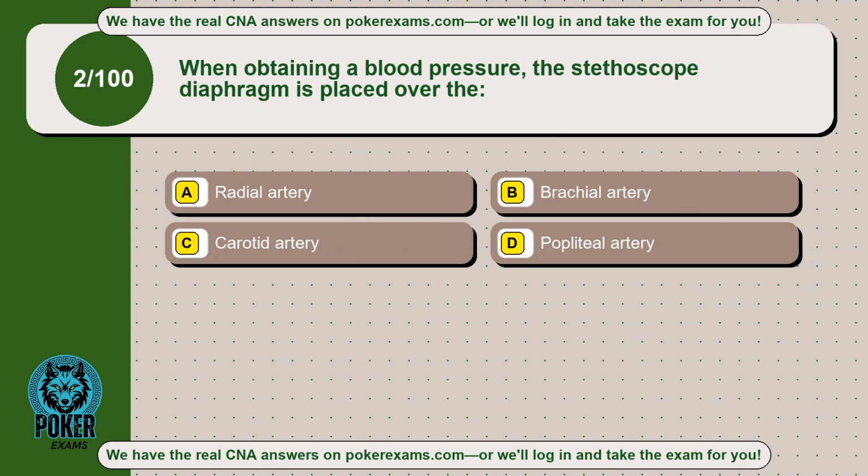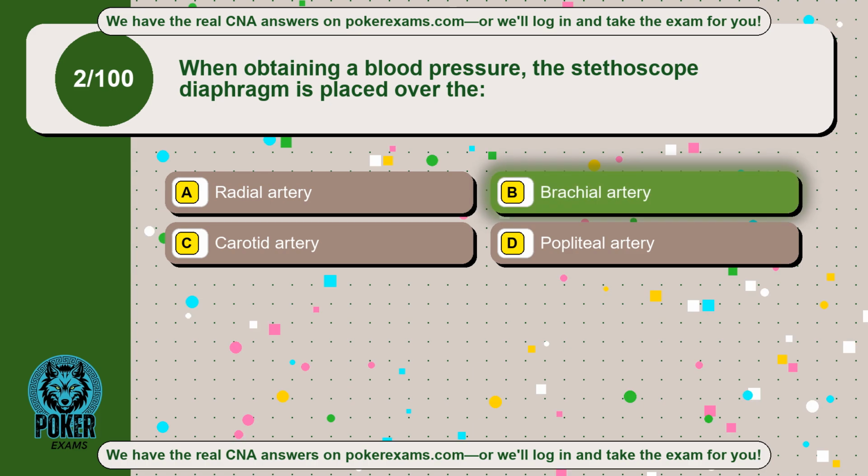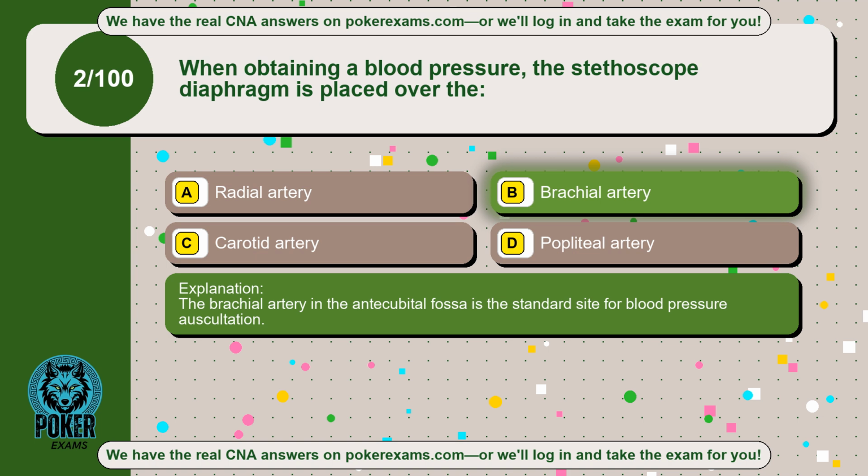Question 2. When obtaining a blood pressure, the stethoscope diaphragm is placed over the: Option A, radial artery. Option B, brachial artery. Option C, carotid artery. Option D, popliteal artery. The correct answer is option B, brachial artery. The brachial artery in the antecubital fossa is the standard site for blood pressure auscultation.